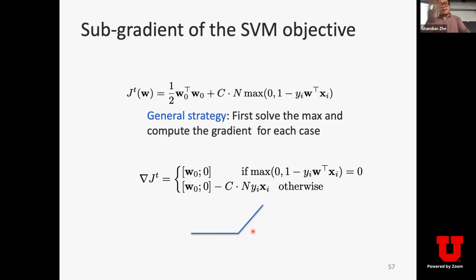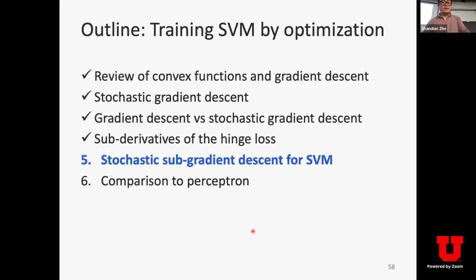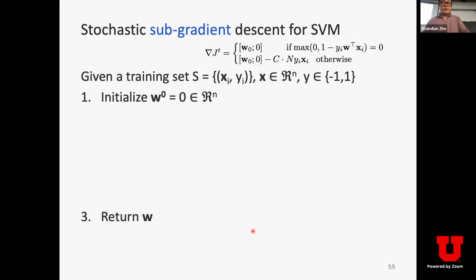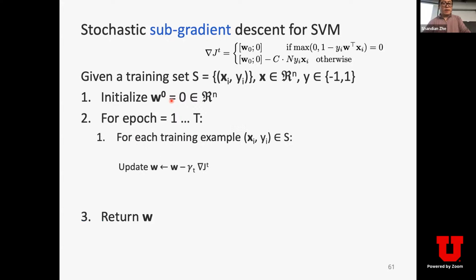Okay, so next, let us integrate this subgradient into our stochastic gradient descent framework for support vector machines. That is called stochastic subgradient descent for SVM. The whole framework is as follows. Given the training set and the binary labels -1 and 1, we initialize our model parameters as 0. Then we go through the data set for many epochs. Inside each epoch, we go through every training example, xi, yi.